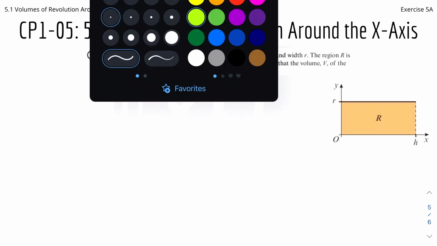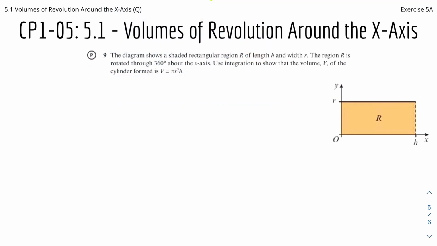And moving on to the last question, we have quite a fun question. So the diagram shows a shaded rectangular region R of length h and width r. The region R is rotated through 360 degrees around the x-axis. Use integration to show the volume V of the cylinder formed is V equals pi r squared h.